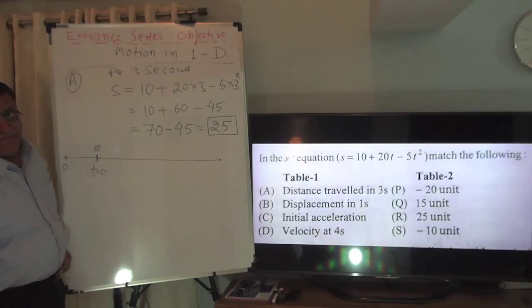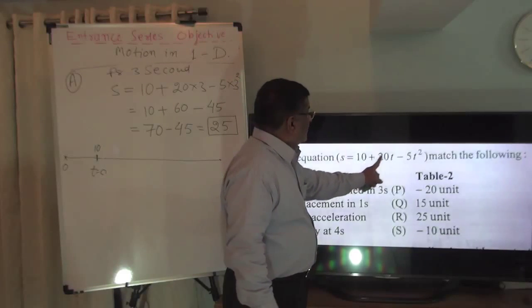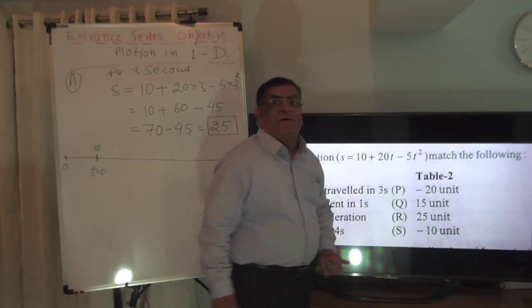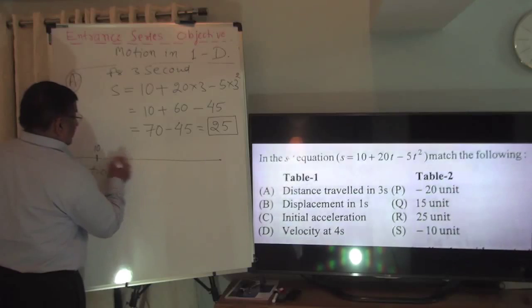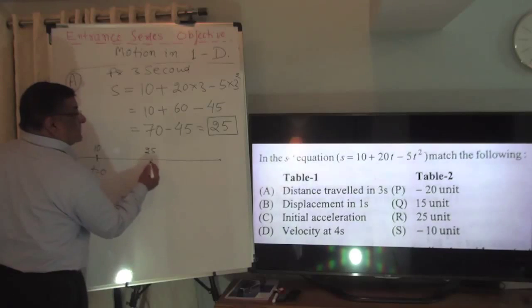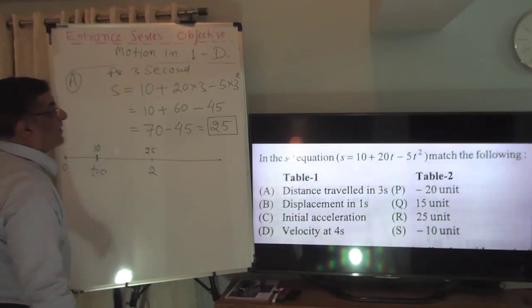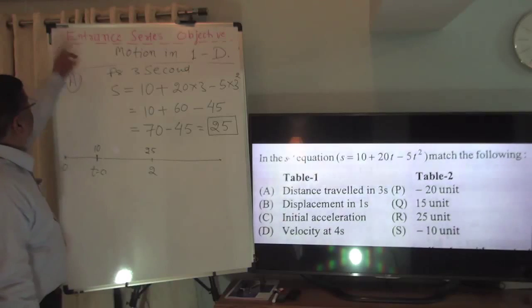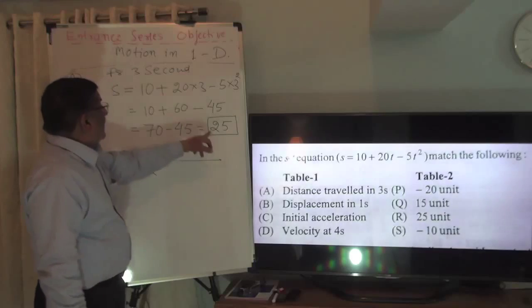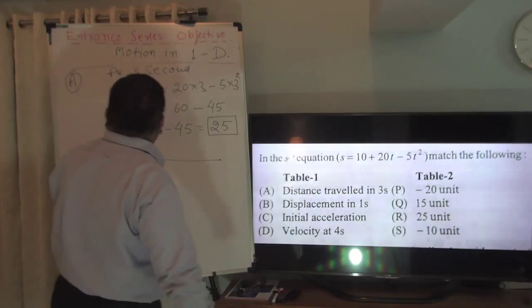Now after 1 second, what will happen? This will be 1, 10 plus 20, 30. 30 minus 5 is 25. So this will be at 25. 10 and this is 20, 25. How much is the time? The time is equal to 2 seconds. Now, after 3 seconds, we place here 3 and this becomes again 25. Oh, yes. With 2, it is 25.